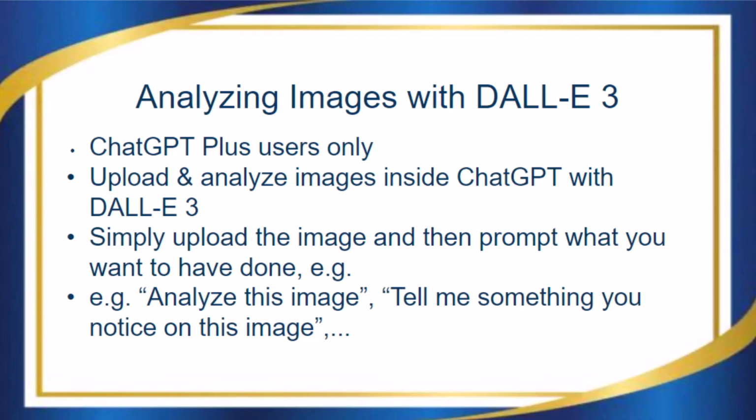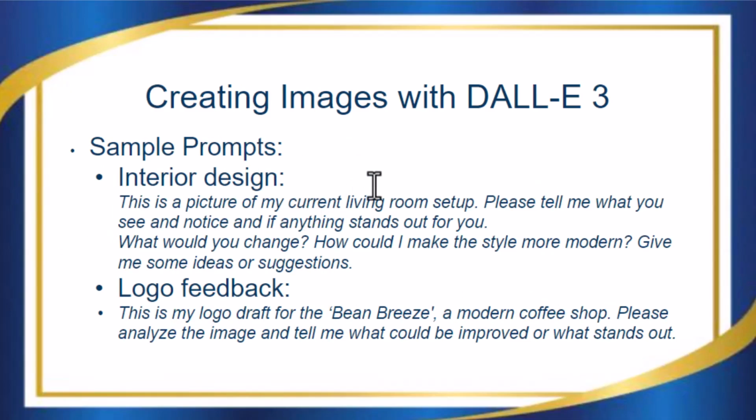So let's look at two examples and then do them inside ChatGPT. Use case number 1, interior design. So here is a prompt. What I'm going to do is I'm going to upload an image of a living room setup, and I will first ask ChatGPT to tell me what it sees, to just let it know if anything stands out, if there's something unique about this design. And then in a second step, I will ask it to give me some ideas what I could change, saying that I want to have a more modern design in my living room and what I could do to get this design.